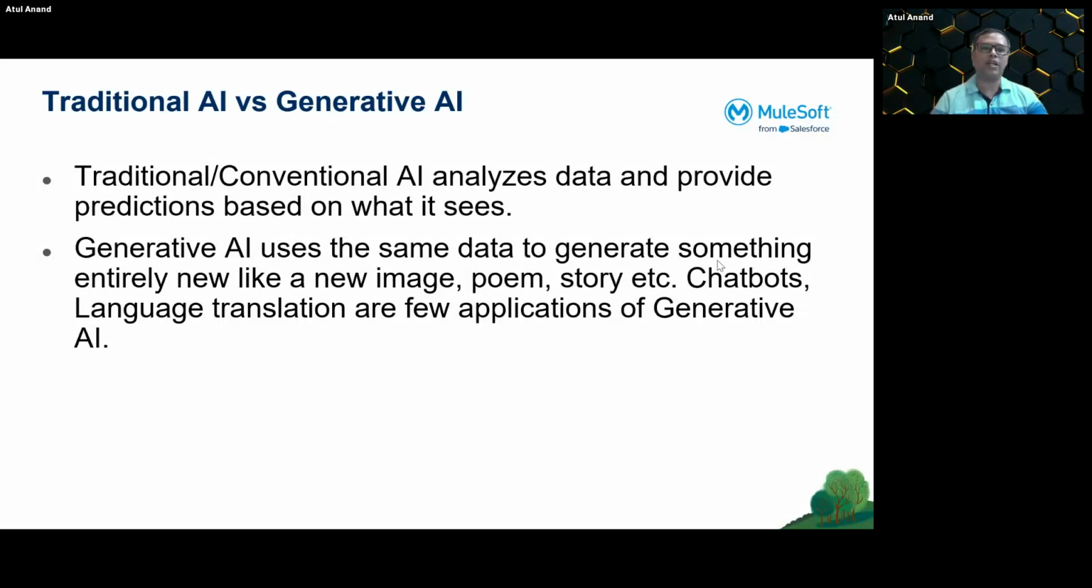So that is what traditional AI is. Generative AI uses the same data set, but it is used to generate something entirely new, like a new image, poem, or story, right? You give it a prompt, and it creates a new image or a story for you. That is where ChatGPT, DeepSeek, and all the LLMs that have been released come in. We are using that, right? Gemini AI is another example.